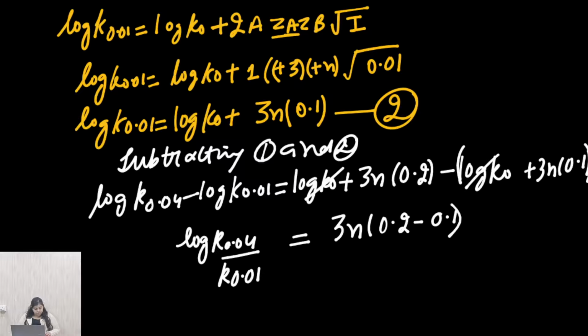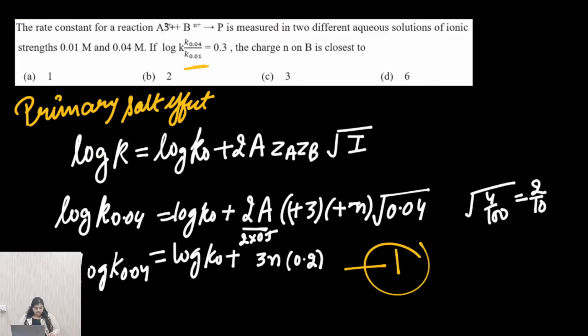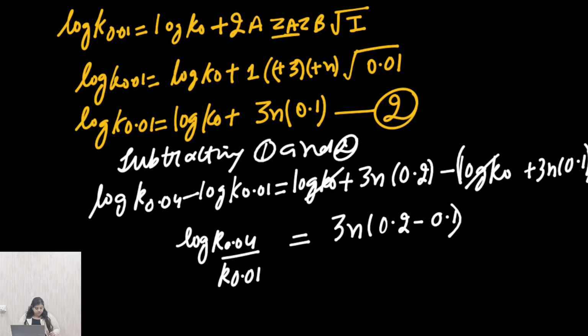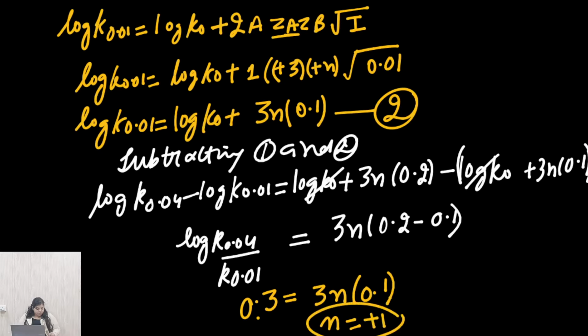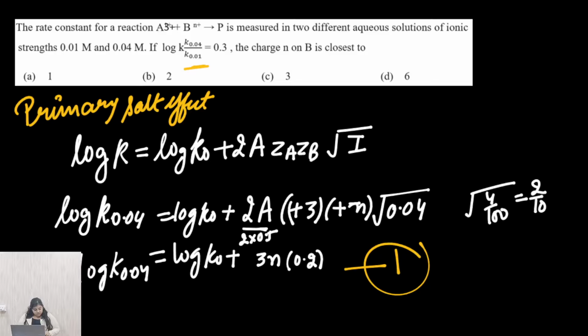Now this ratio value is given to us as 0.3, so you can substitute it. 0.3 is equal to 3 into n into 0.1, so this is also 0.3, which implies n value we are getting as +1, which means the charge on the B component is going to be unity. That is option A, the correct answer. So this is how this question was to be solved.